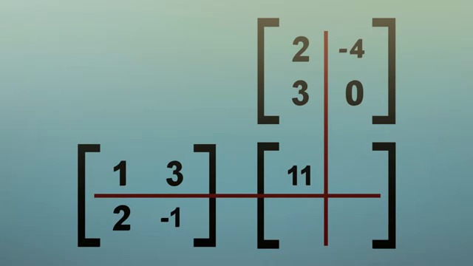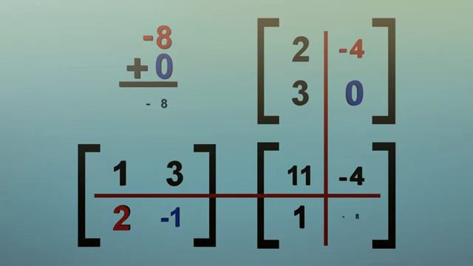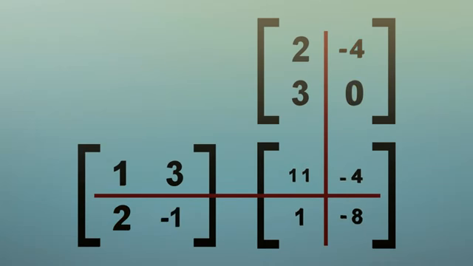You can do the same thing to get the other entries. -4 plus 0 is -4. 4 plus -3 is 1. -8 plus 0 is -8. So, here's your answer. Not all that bad, is it?